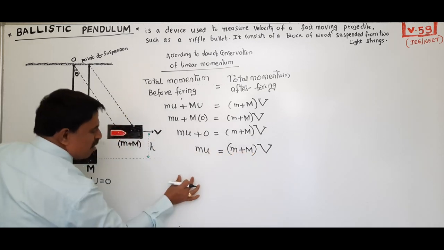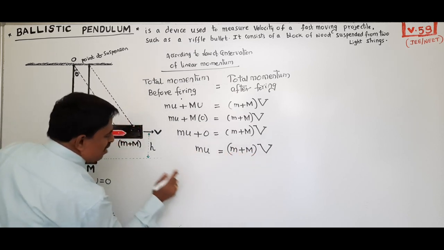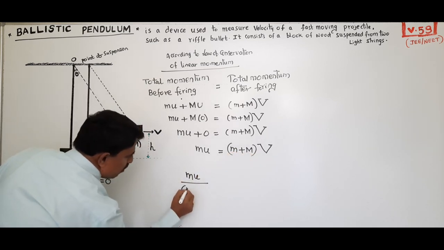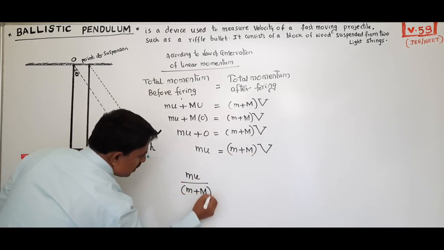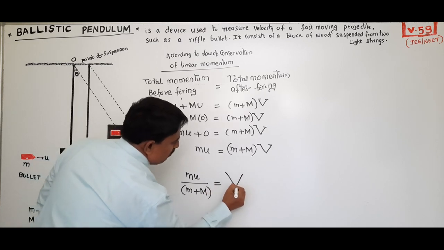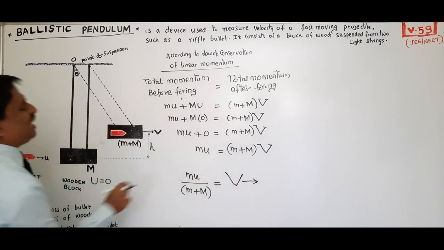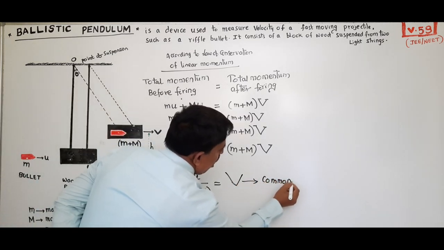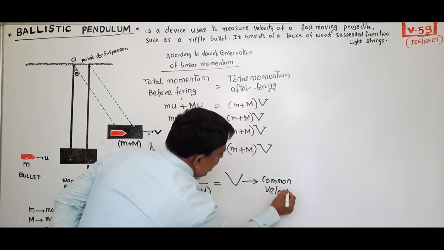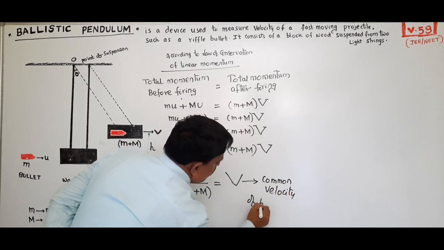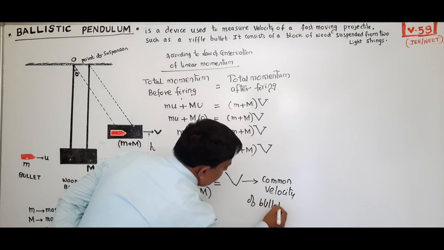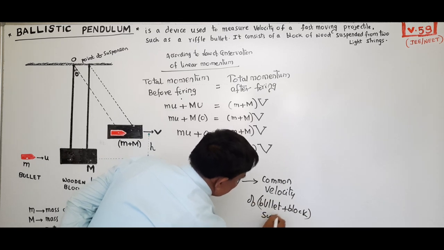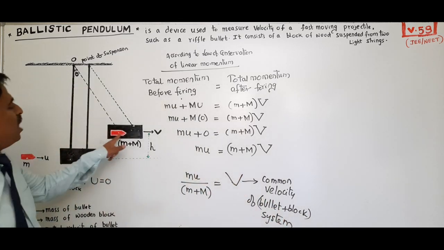Small m plus capital M comes to the denominator. So small m u divided by small m plus capital M is equal to capital V. Now capital V represents the common velocity of the bullet plus wooden block system.